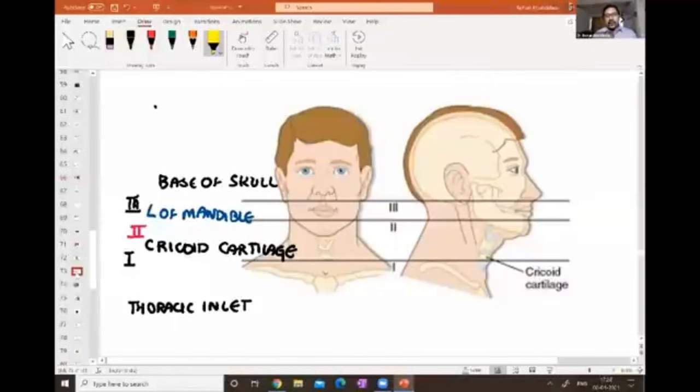These are the three trauma neck zones. Zone 1 is from the thoracic inlet to the cricoid cartilage. Zone 2 is from cricoid to angle of mandible, and zone 3 is from angle of mandible to base of skull. The questions which I want you to remember: zone 2 is the most commonly injured zone and the most surgically accessible zone as well. Zone 1 is associated with maximum mortality.